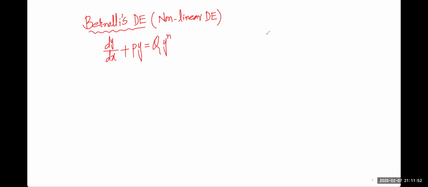Let me also give you the comparison. The original form of linear differential equation is what? dy by dx plus P of y is equals to Q. Can you notice what is the difference? In Q, we have y to the power n. This is our extra term, right? It means that if you remove y power n from this differential equation, this non-linear differential equation will be converted to linear form.